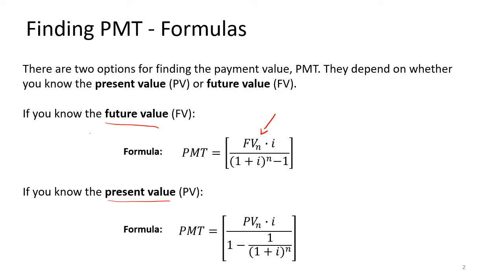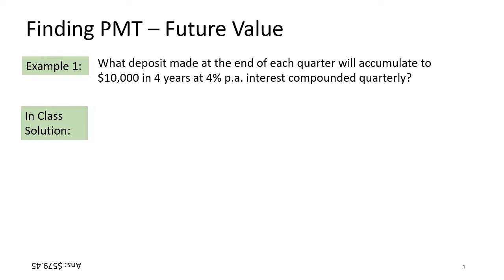On the flip side, if you know the present value, the formula looks a little bit different. Remember, the present value formula had a 1 divided by 1 plus i term. So if you know the present value, the payment is the present value multiplied by the periodic interest rate, divided by 1 minus 1 divided by 1 plus the periodic interest rate to the exponent n. Again, n is the total number of payment periods. So let's apply it.